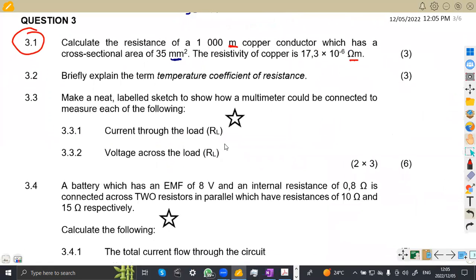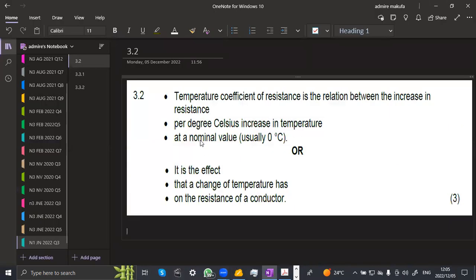All right, on 3.2, we are given: briefly explain the term temperature coefficient of resistance. What is the temperature coefficient of resistance? The temperature coefficient of resistance is the relation between the increase in resistance per degree Celsius increase in temperature at nominal value, usually 0 degrees Celsius.